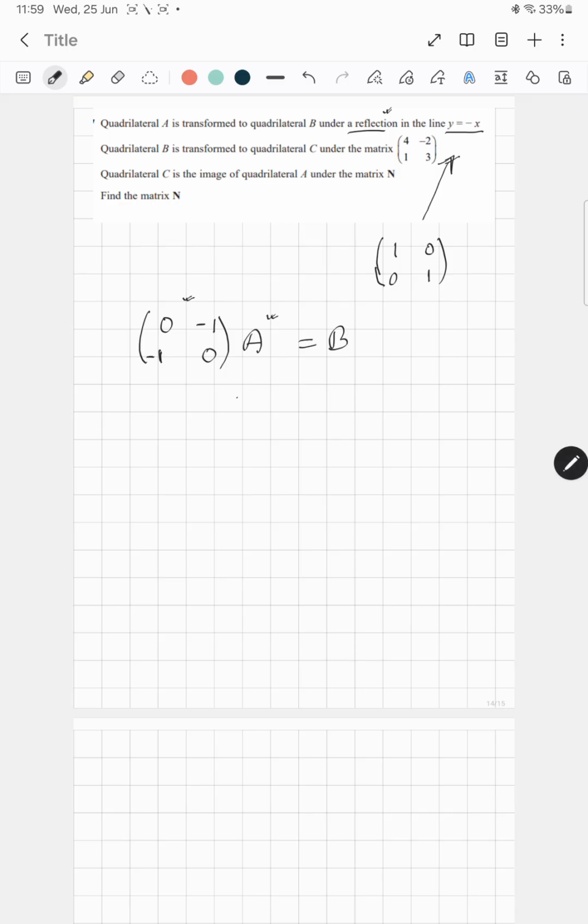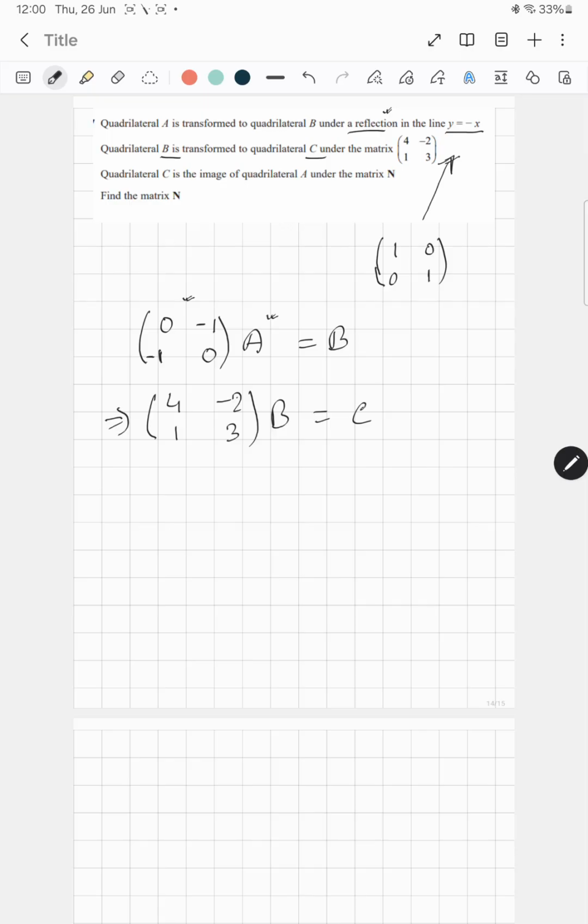Now the second point says quadrilateral B is transformed to quadrilateral C under this matrix. In the same way I will write the matrix first: 4 minus 2 1 3. This one times B will give me C. That is according to the second point.